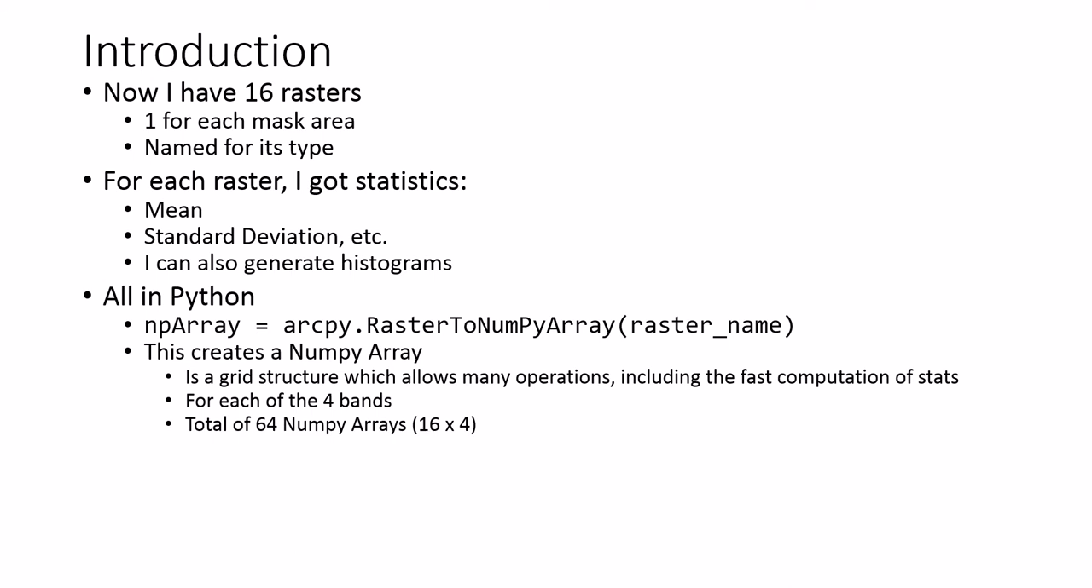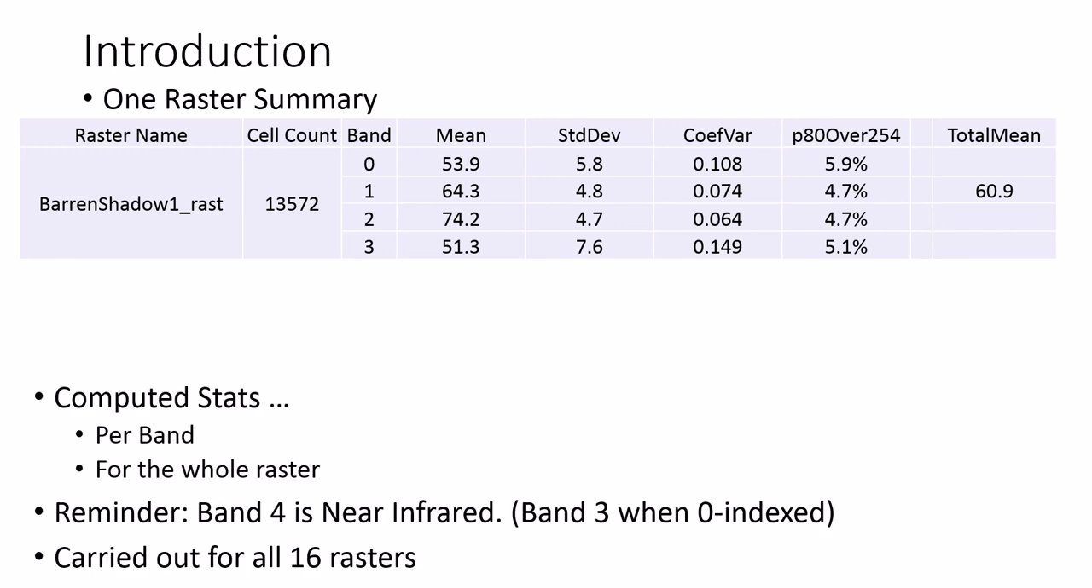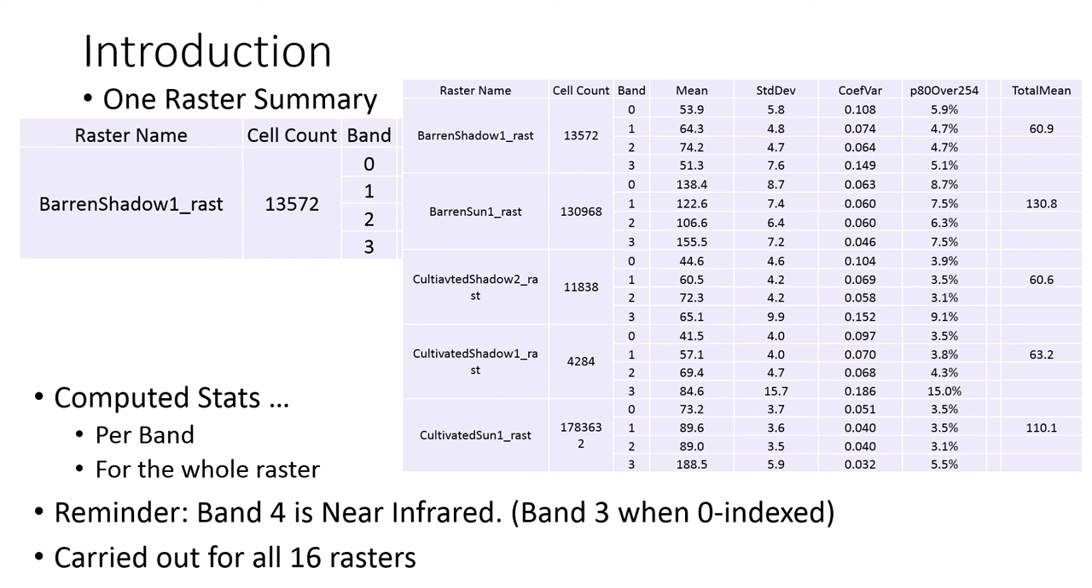So if I have 16 areas, 16 rasters, and each raster has 4 bands, that's a total of 64 bands. Here are the statistics for one band. You can see here that the total of all 4 bands has an average of 60.9, but each of the individual bands has a different mean, which would correlate to the color of the raster. So we computed statistics for the whole raster, all 4 bands, and we computed statistics per band. And that's just a quick example of some of the 16 rasters that we computed data for.